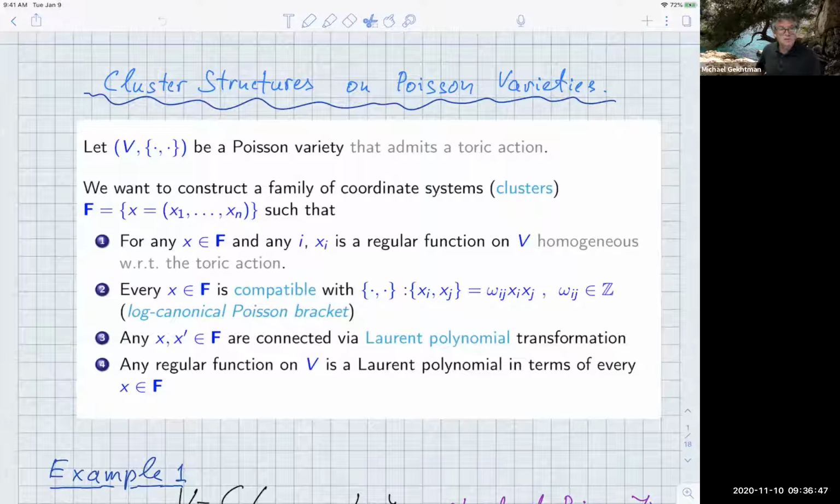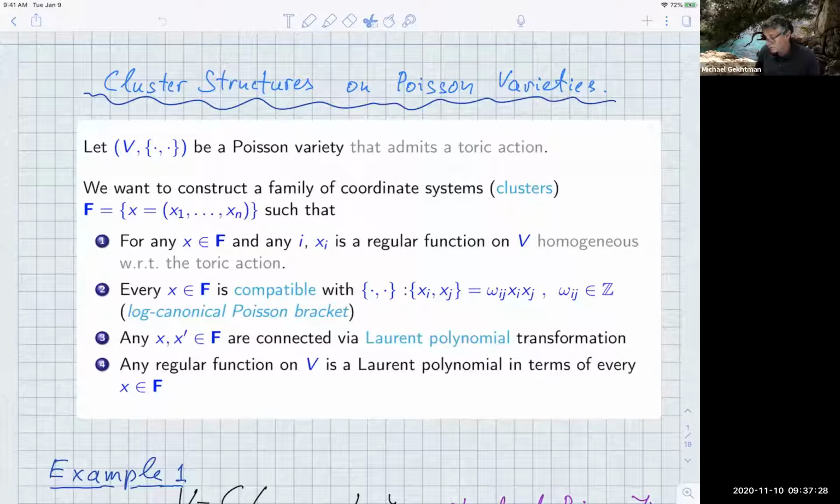First of all, in any of the coordinate charts, we want every coordinate function to be a regular function on our variety, and we want it to be homogeneous with respect to the toric action. So in our examples later, you'll see something like a space of matrices, where the diagonal matrices are acting on both sides, and you want your coordinates to be polynomials homogeneous with respect to this action.